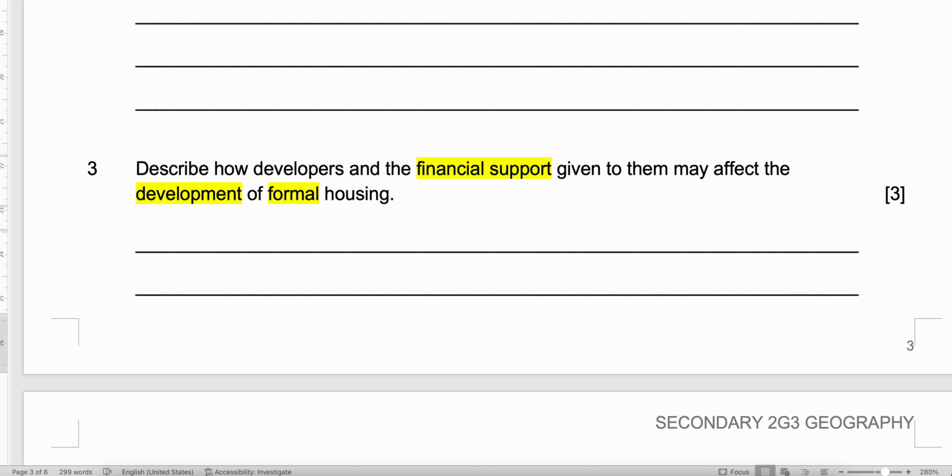Okay, it's not about the prices, it's not about the location. In WA1, we're looking at location. Why are they found here? Why are they found there? Okay, but now we're looking at development. How come it is happening? How come it's growing? How come more of it is being developed?